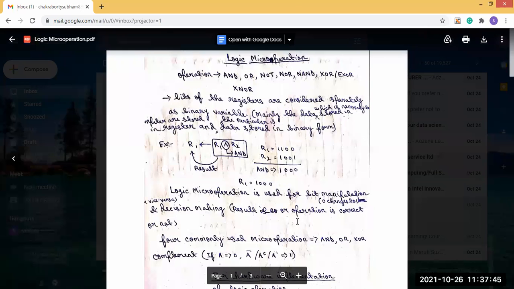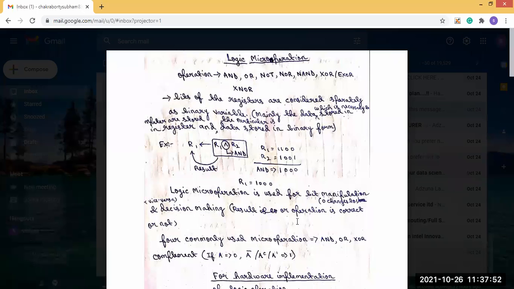Today we'll start another topic, that is the logic micro operations. Now, what are logic micro operations? Logic micro operations are logical operations. We already know the total logical operations we have: AND, OR, NOT, NOR, NAND, XOR, and XNOR.